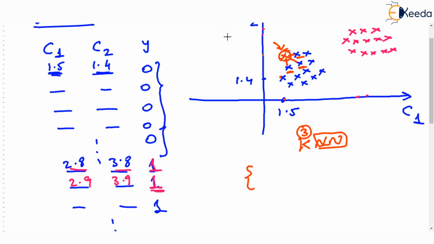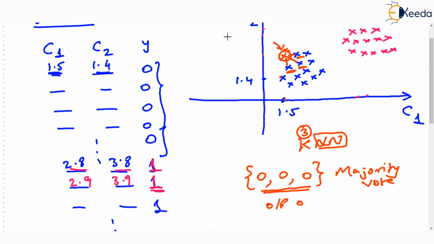So what is the output label of this point? This one is 0, a blue point. The output label of the other point is 0. The output label of the third point is also 0. Now we take a majority vote. Majority vote says that the maximum nearest neighbors belong to class 0. Then your query point is nearest to the maximum blue points. So the output of the query point should be 0.